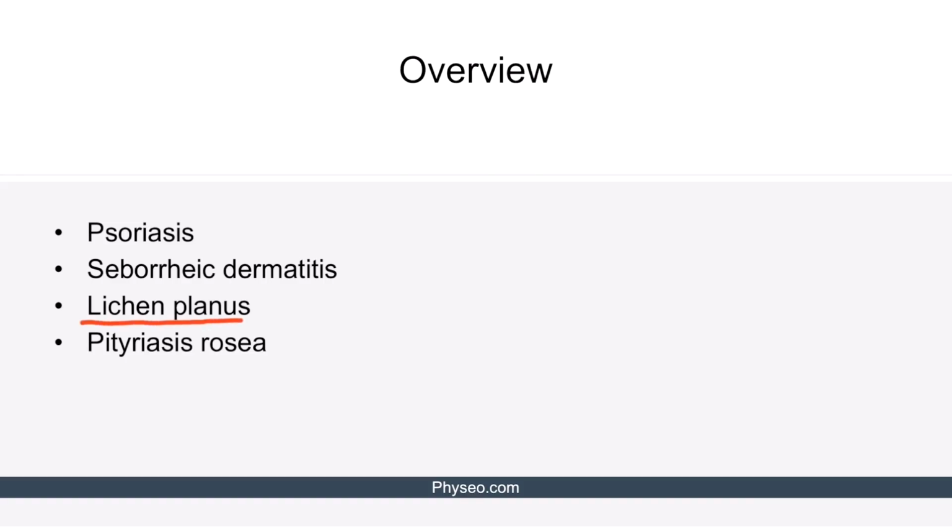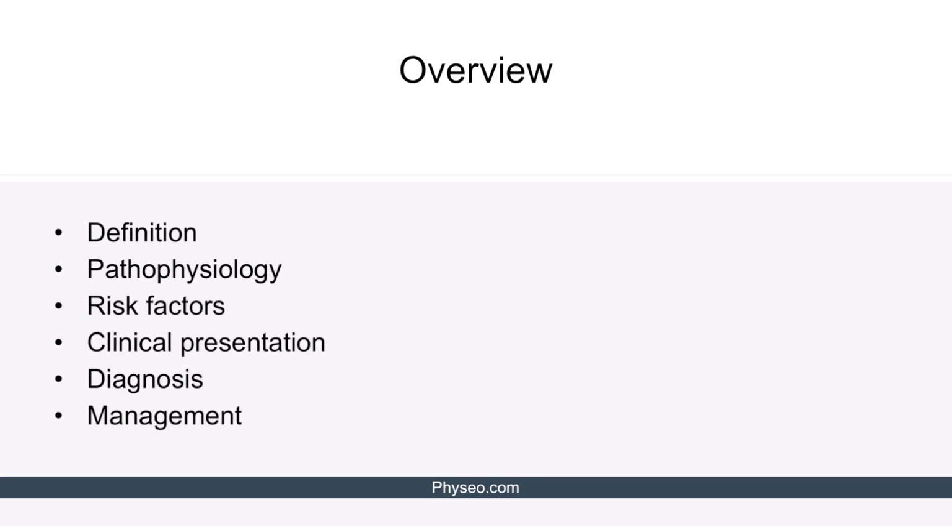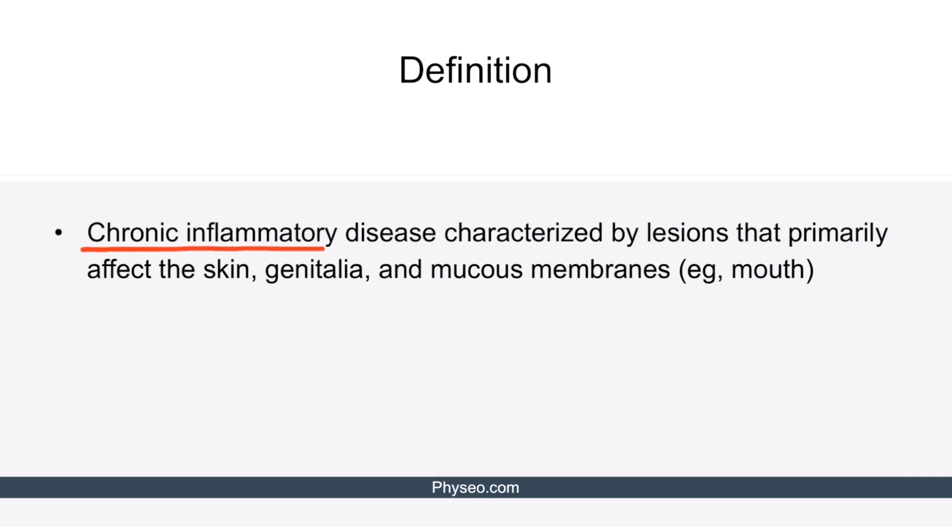All right, let's move on to lichen planus. Let's begin by discussing the definition of lichen planus. Lichen planus is a chronic inflammatory disease. It's characterized by lesions that primarily affect the skin, genitalia, and mucous membranes, most notably the mouth.